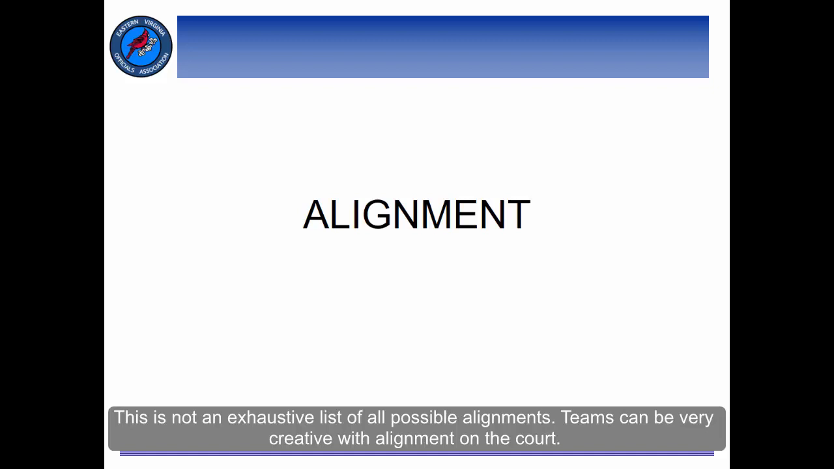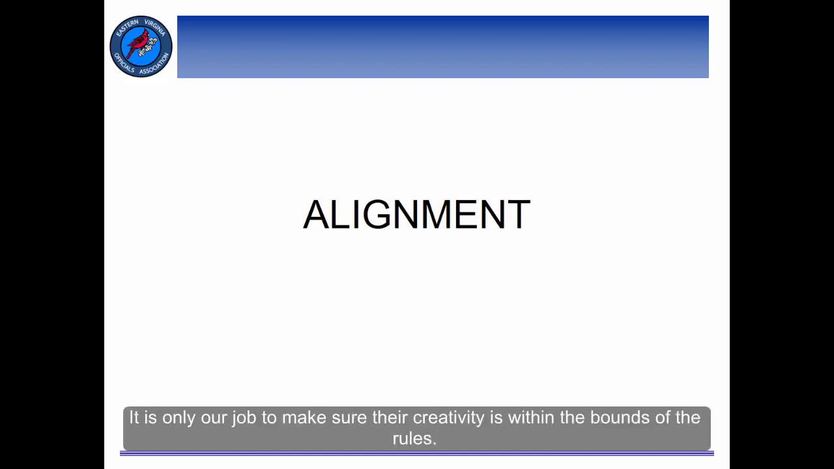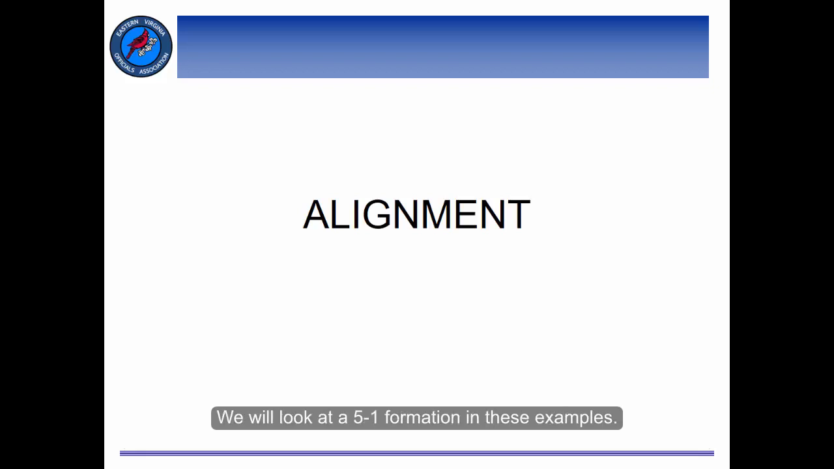Teams can be very creative with alignment on the court. It is only our job to make sure their creativity is within the bounds of the rules. We will look at a 5-1 formation in these examples.